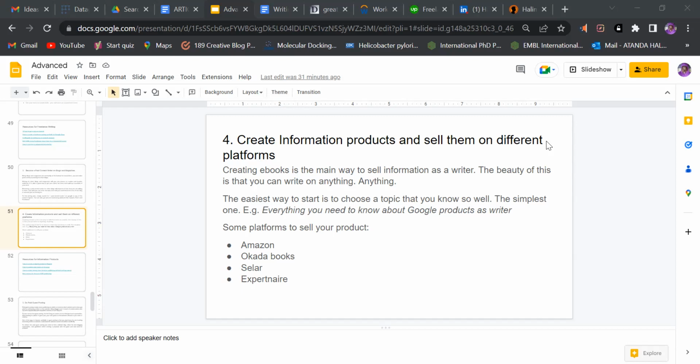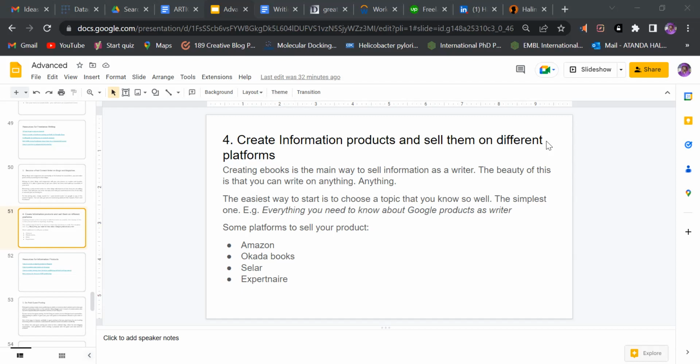Now, information products can be anything at all. It can be a book, it can be a course. As a writer, you might want to drift towards writing a book, and that's fine. You can write a novel and sell. You can write a how-to book and sell. Creating ebooks is the main way to sell information as a writer.